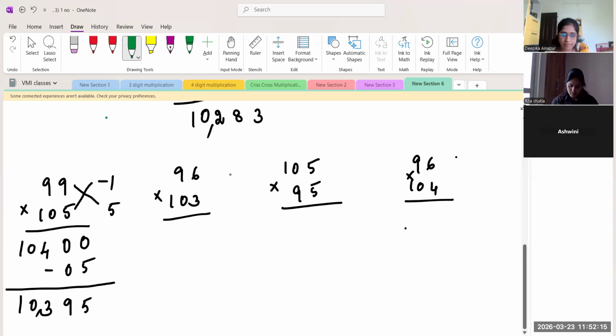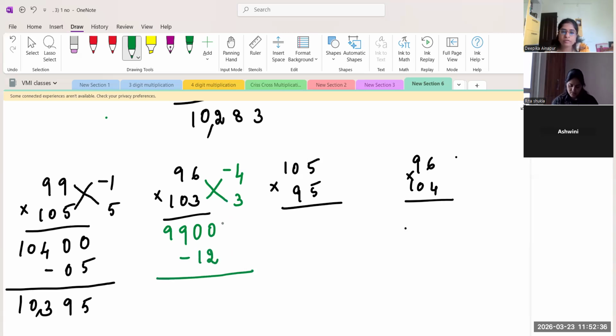96 minus 100 will be minus 4. 103 minus 100 will be 3. So minus 12 is there. Later I'll take that, but I'll put two zeros here. 96 plus 3 is 99. 103 minus 4 is also 99. And then I have to do minus 12 here, right? So subtract minus 12. So 10 minus 2 is 8. 9 minus 1 is also 8. So 9,888 is the answer. Right.